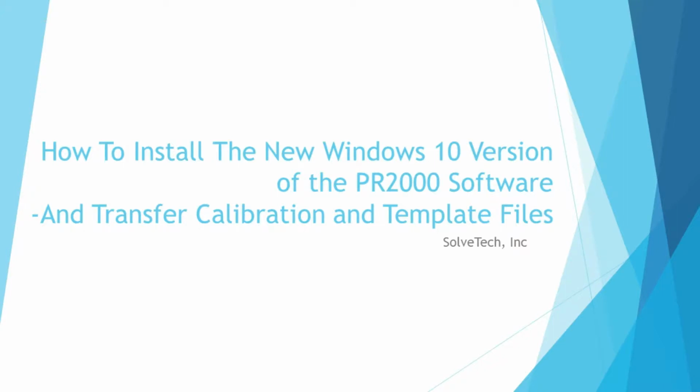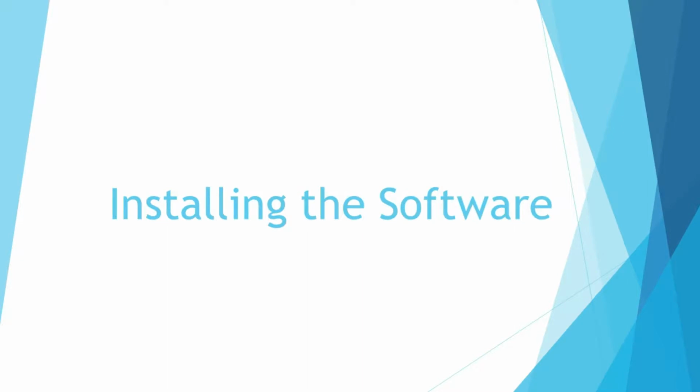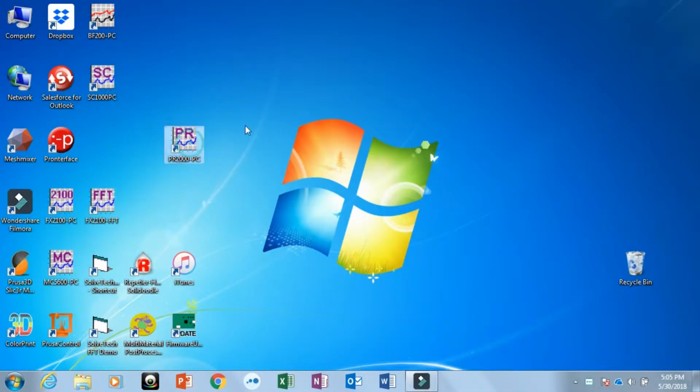So I'm going to take you through the steps to install the new Windows 10 version of the PR2000 software, the .NET version. You can see I have the old version of the software on this computer, and we're going to transfer over some of the key files from the old version into the new version. And yeah, let's get started.